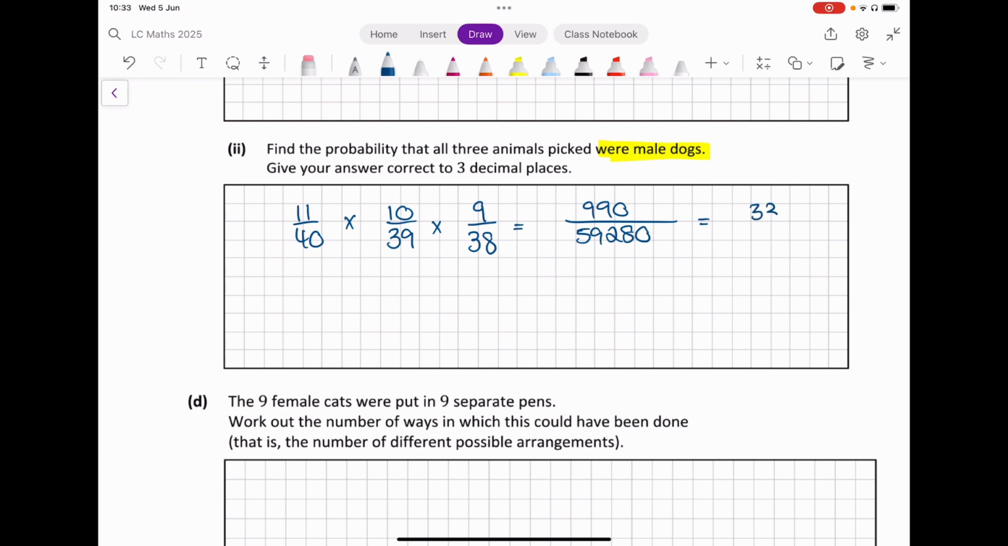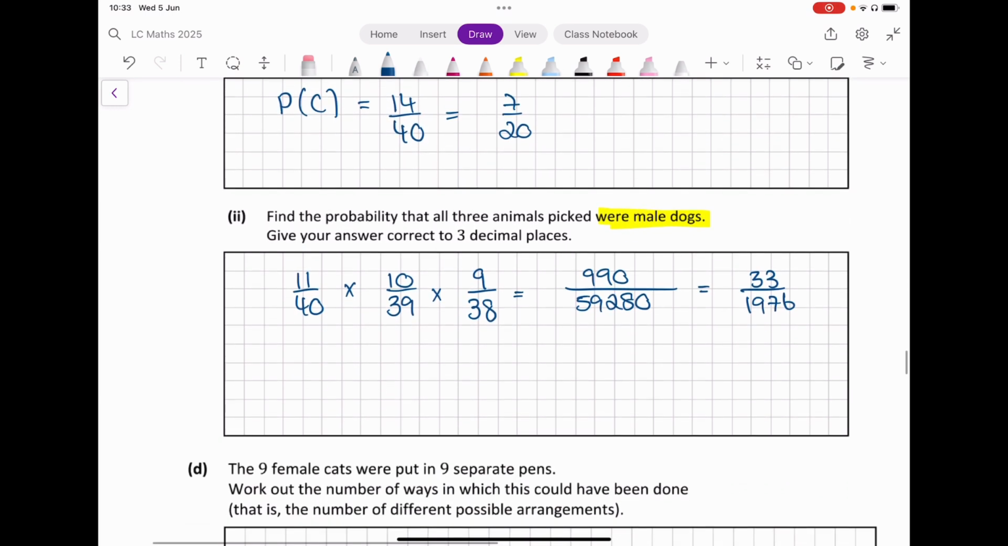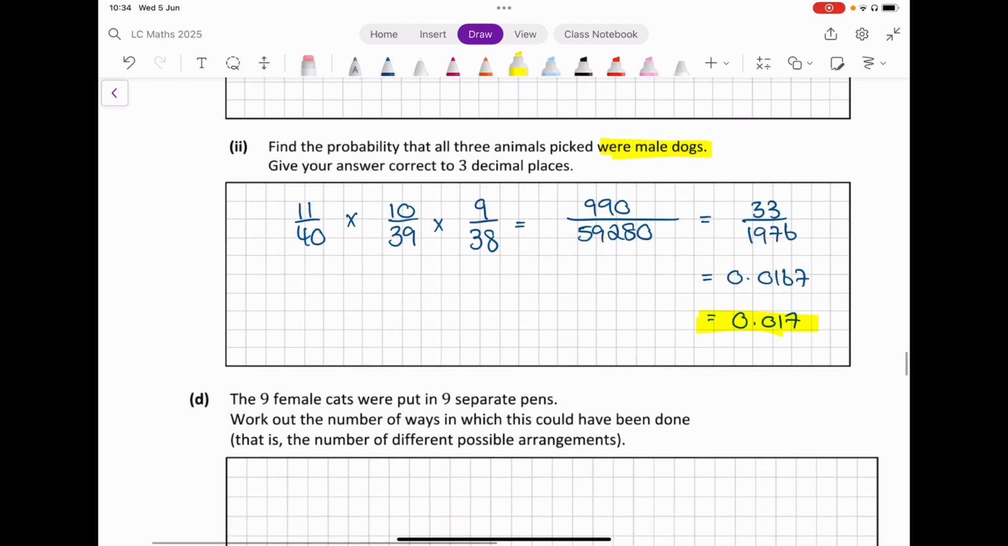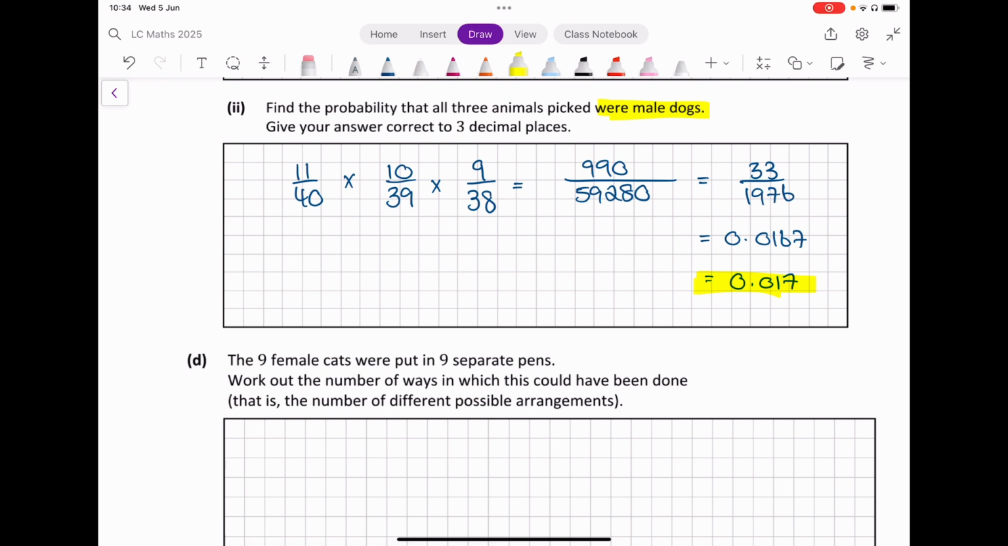33 over 1976. Okay, 1976, which they're asking for decimal places is 0.0167. 3 decimal places then would be 0.017. And that is my probability that it is 3 male dogs in a row. The important thing there, lads, is remembering that as you remove a dog, you're not replacing it. Once you take the dog out of the cage or the pen that they're in, you're not putting them back in.